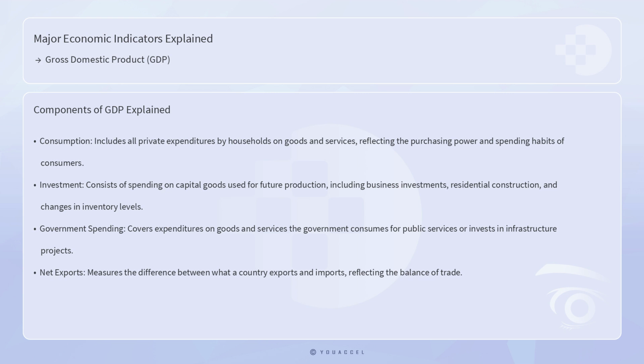Investment, the second component, consists of spending on capital goods that will be used for future production. This includes business investments in equipment and structures, residential construction, and changes in inventory levels. Government spending covers expenditures on goods and services that the government consumes for providing public services or invests in infrastructure projects. Net exports measure the difference between what a country exports and what it imports, reflecting the balance of trade. Together, these components offer a comprehensive picture of economic activity.